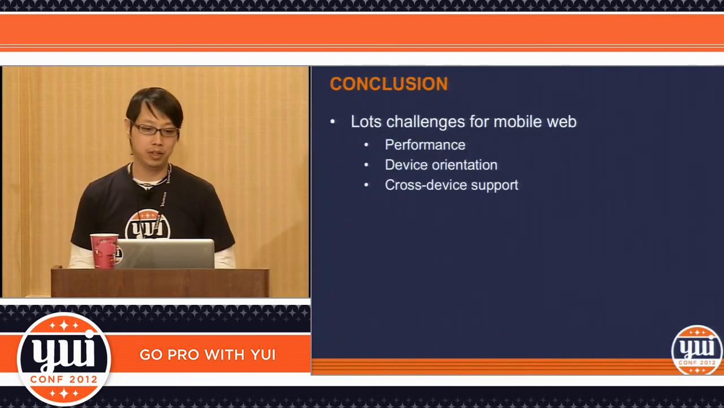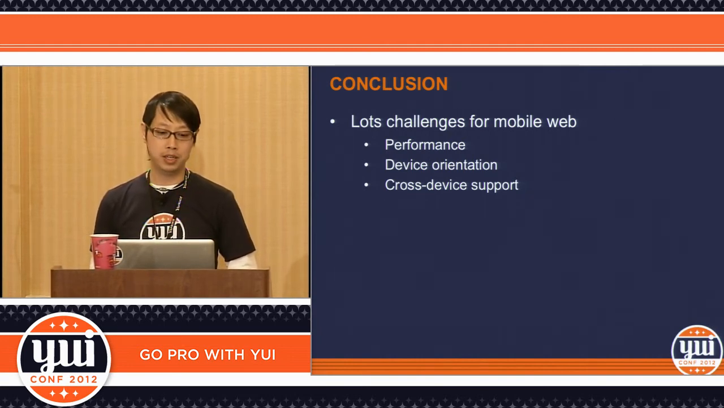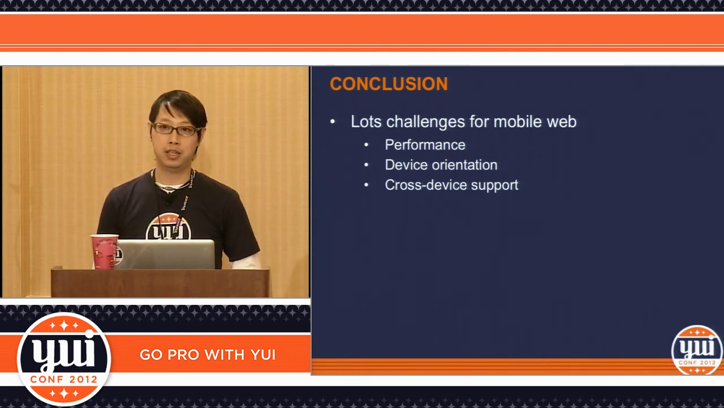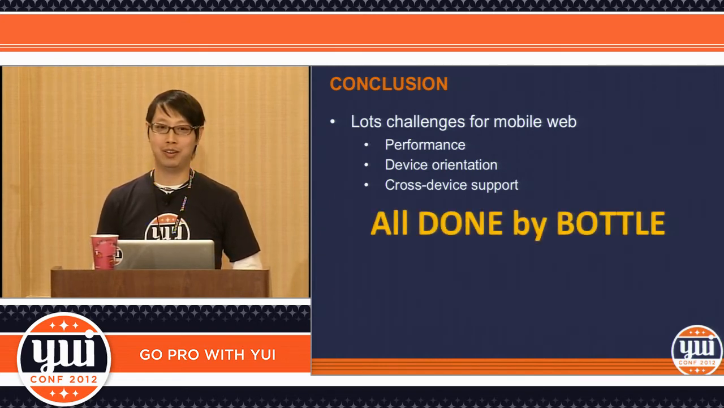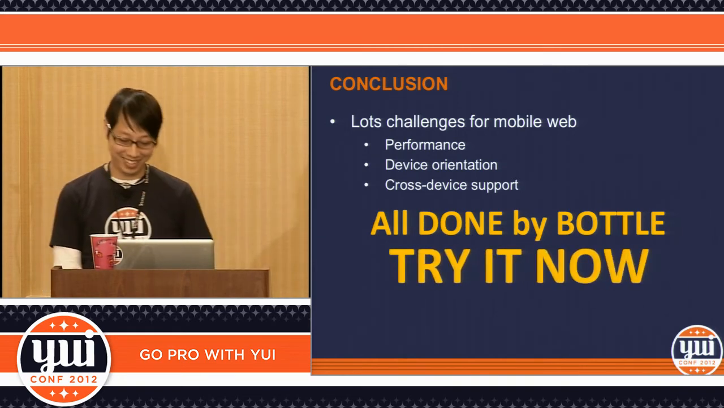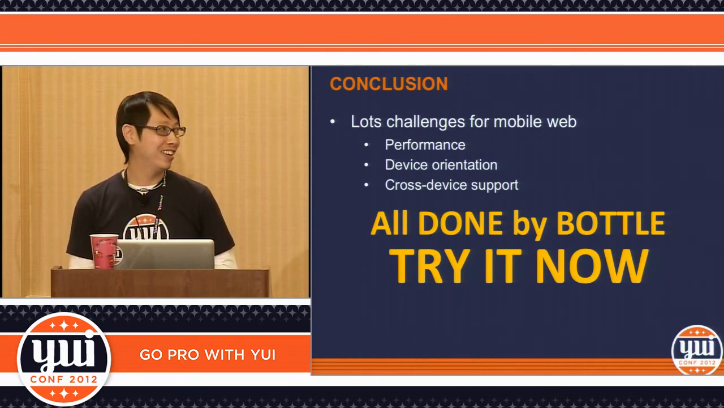So far, we know there are many challenges as we discussed, including performance, orientation change, and supporting many kinds of devices. So we know that to implement a mobile web, you need to handle many things. The good news is almost everything is done by our library. So try it now. Or just see the source code on GitHub, so you can browse it. Many tricky things inside it.